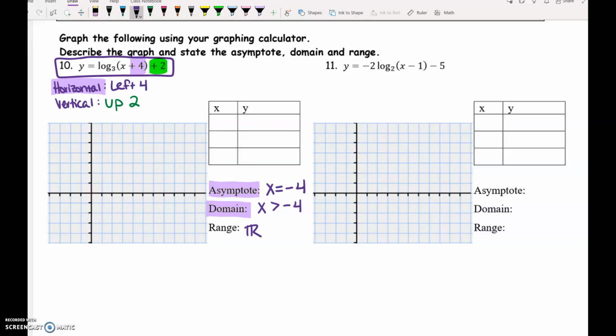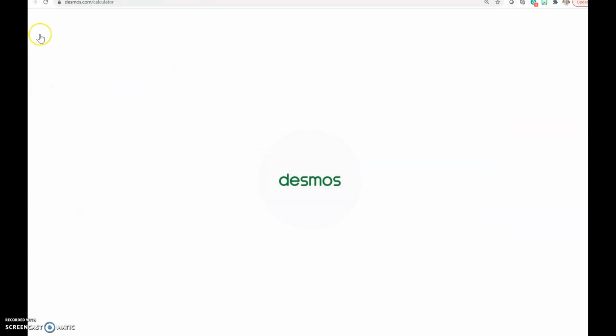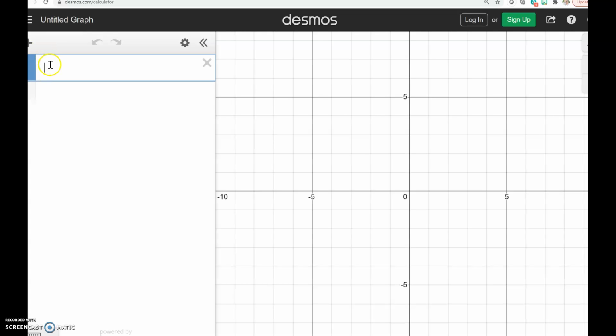If you want to stick around on the video, I am going to show you briefly how to graph this on Desmos in case you want to check all of that. But if you feel like you're good, you can stop the video and start working on your assignment. When you go to desmos.com, click on the graphing calculator. Over on the left side, you can type in whatever you want it to graph. So the one that we just looked at was y equals, you need the y equals.